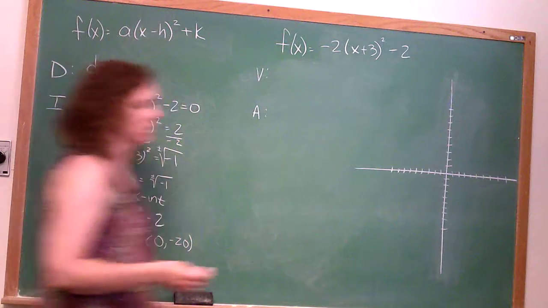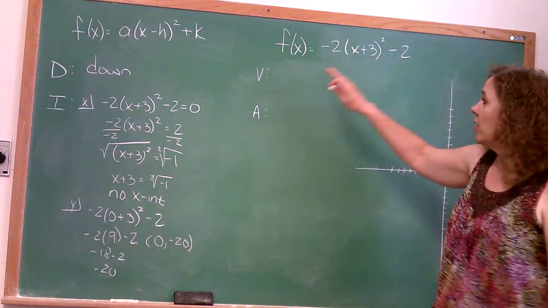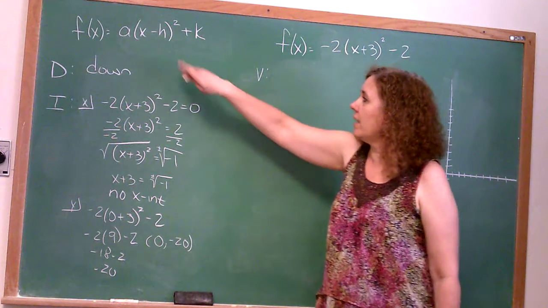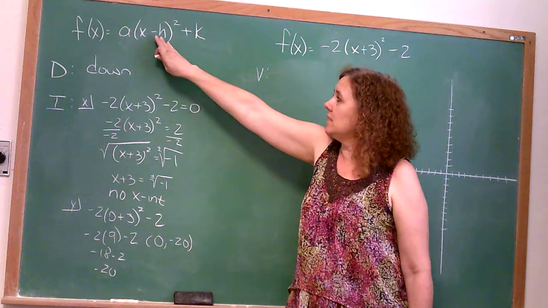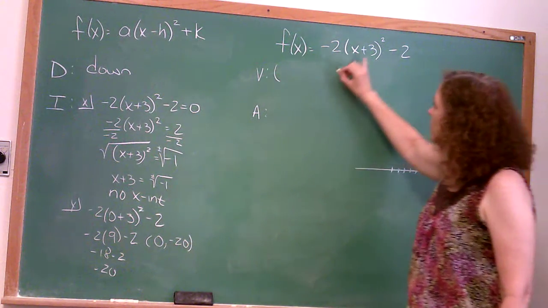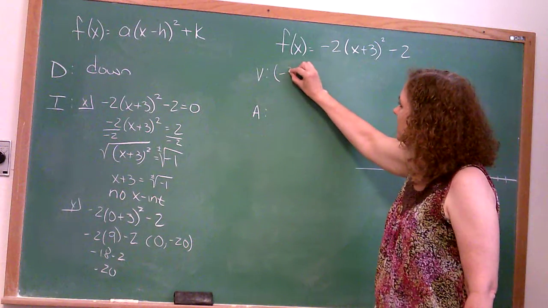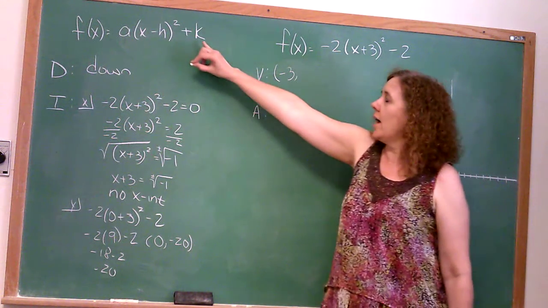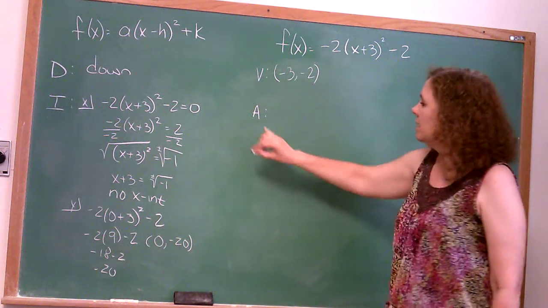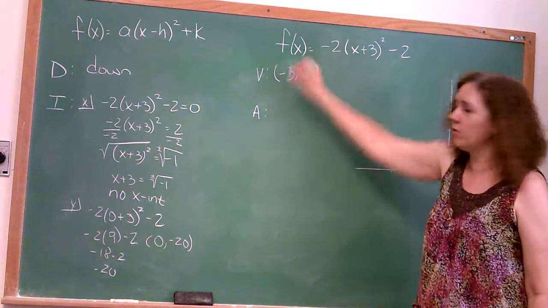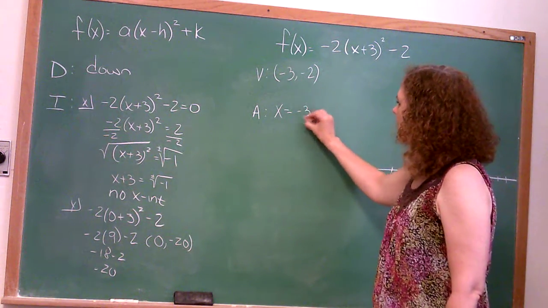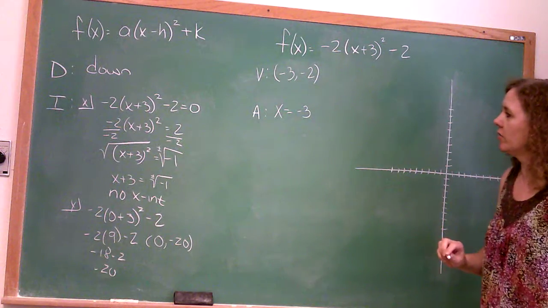Okay, now let's find the vertex. Now if you remember, the vertex is the h and k, which you can see in quadratic form, h and k are already there. This inside the parentheses is the opposite of h. So when I go to write my vertex, I need to always remember to change the sign. My vertex is going to be at the point -3, and then k is exactly like it is. K is -2. My axis of symmetry goes directly through the vertex, so it's going to be the line x equals -3, copying from the x value of the vertex.